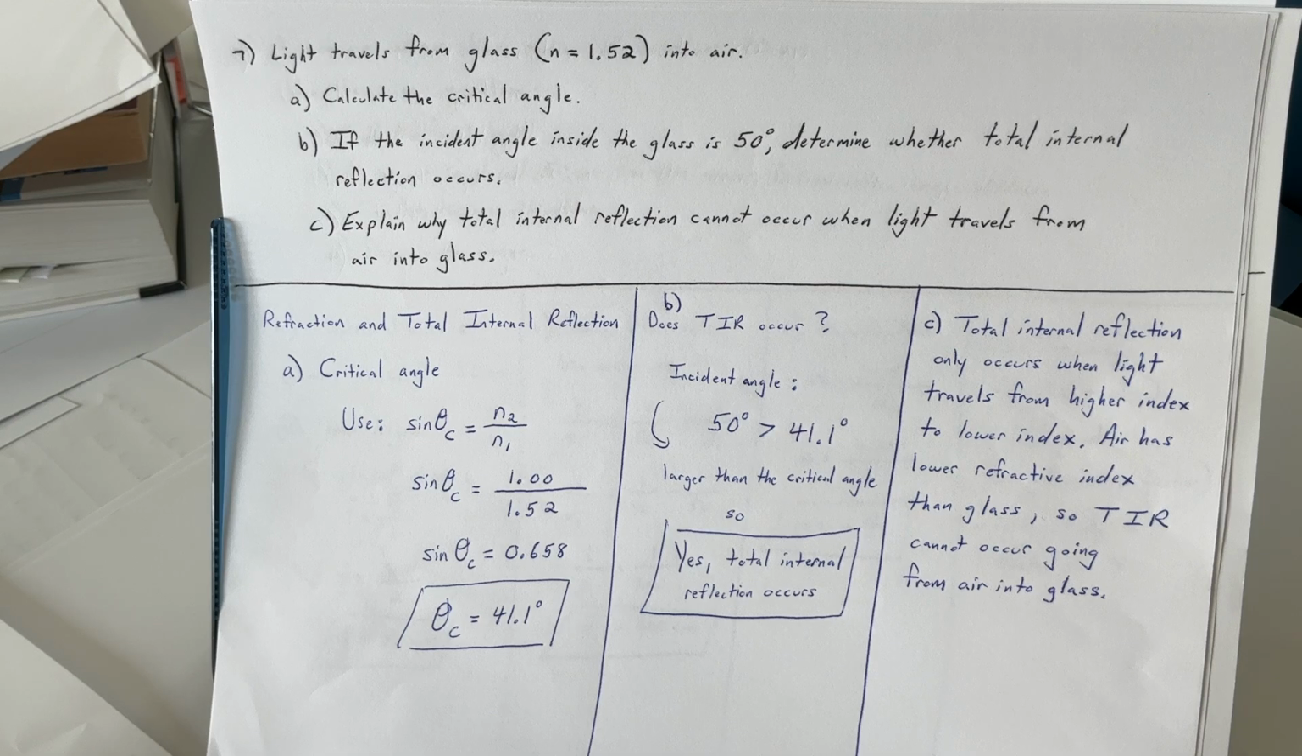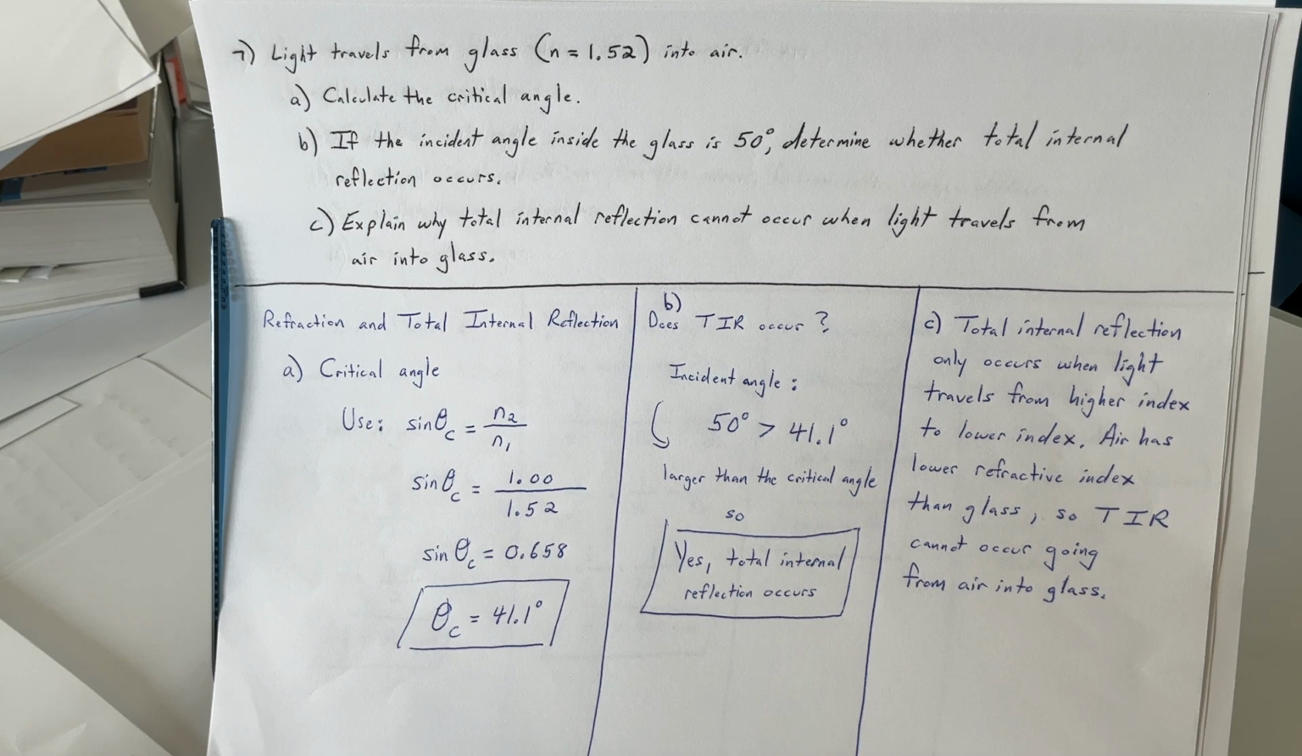Okay, so letter B. If the incident angle inside the glass is 50 degrees, determine whether total internal reflection occurs. So, does TIR occur? The incident angle is 50 degrees. That's greater than 41.1 degrees. That's larger than the critical angle. So since it's larger, we could say yes, total internal reflection does occur.